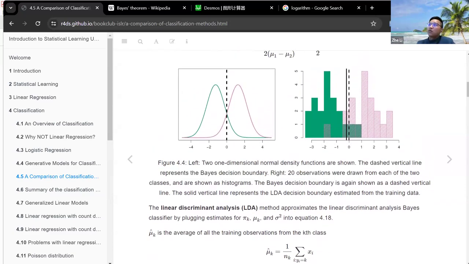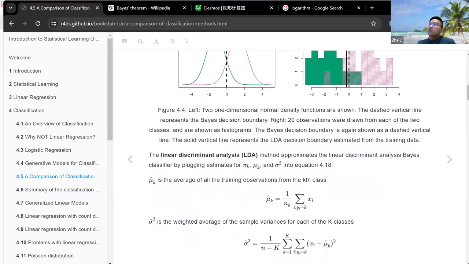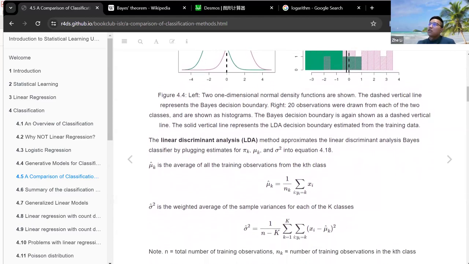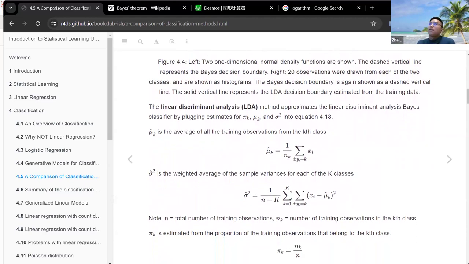On the right, we sample 20 observations and draw a histogram. We can see that the LDA boundary computed from this distribution is the solid line, whereas the underlying Bayes decision boundary is the dashed line. They are not very different from each other, so this classification is near to accurate.